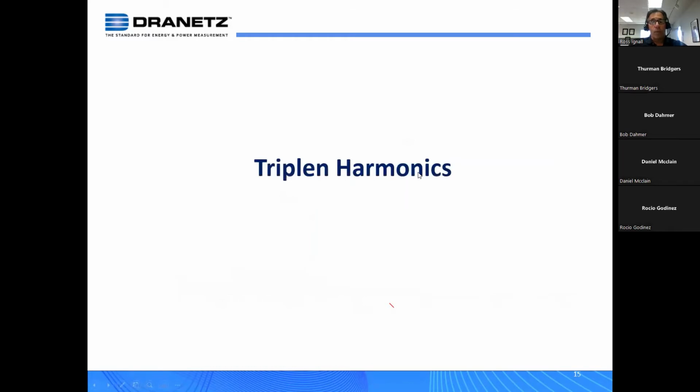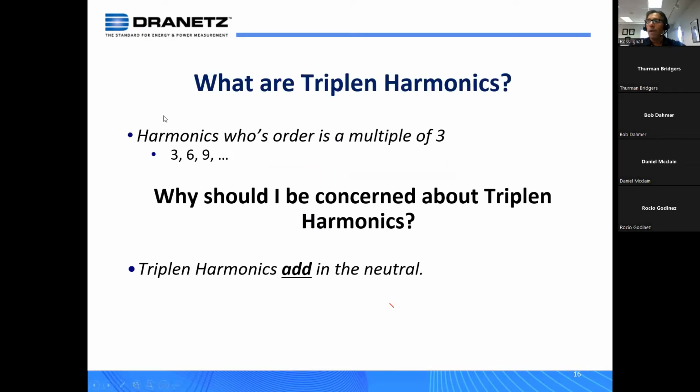So what are triplen harmonics? Triplen harmonics are interesting, and this is one of the reasons why we have to monitor and measure harmonics. They are harmonics whose order is a multiple of 3. The reason we're concerned is because these triplen harmonics add in neutrals. You can have more current running through the neutral than any one of the individual phases if you have high triplen harmonic content. We're talking about the 3rd harmonic, the 6th, the 9th, the 12th. All of these add in the neutral. They do not cancel in the neutral. So that is the concern.